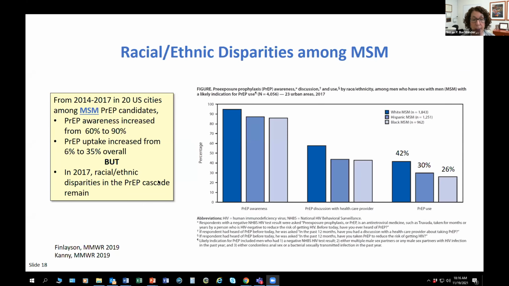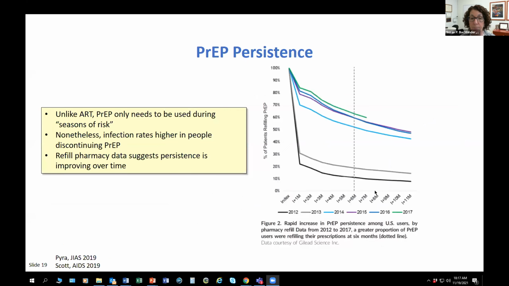Now, the men who have sex with men, it looks like we're doing pretty well, and we did do better. If you compare the 2014 NHBS survey to the 2017 NHBS survey, we went from PrEP awareness going from 60% to 90%, and PrEP uptake increasing from 6% to 35%. So good improvements, but we have these racial and ethnic disparities. So if you look at PrEP use, 42% of white men had reported that they used PrEP, whereas only 30% of Latinx men and only 26% of Black African American men reported that they had used PrEP.